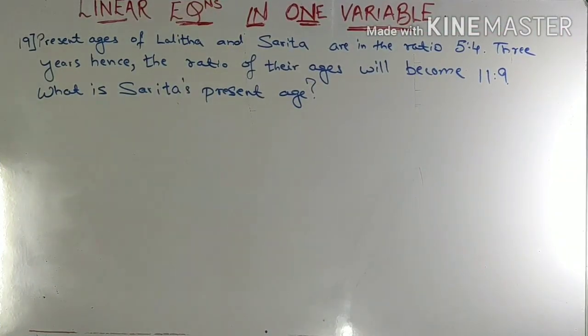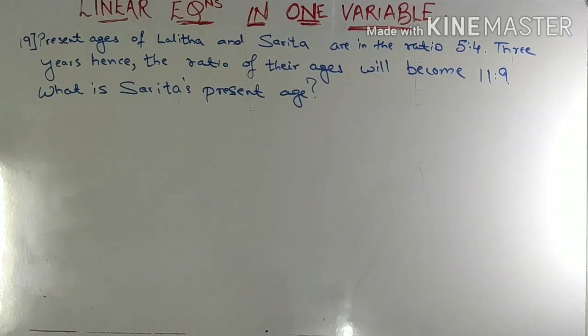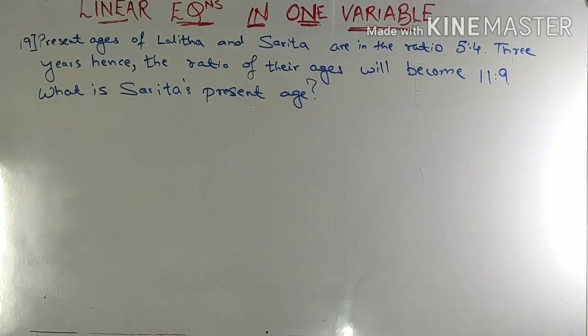The present ages of Lalita and Sarita are in the ratio 5:4. 3 years hence, that means after 3 years, the ratio of their ages will become 11:9. What is Sarita's present age? So here the ratio of their ages is given. So as we have done and discussed in the previous videos, whenever there is a ratio given, you are supposed to use a common multiple.